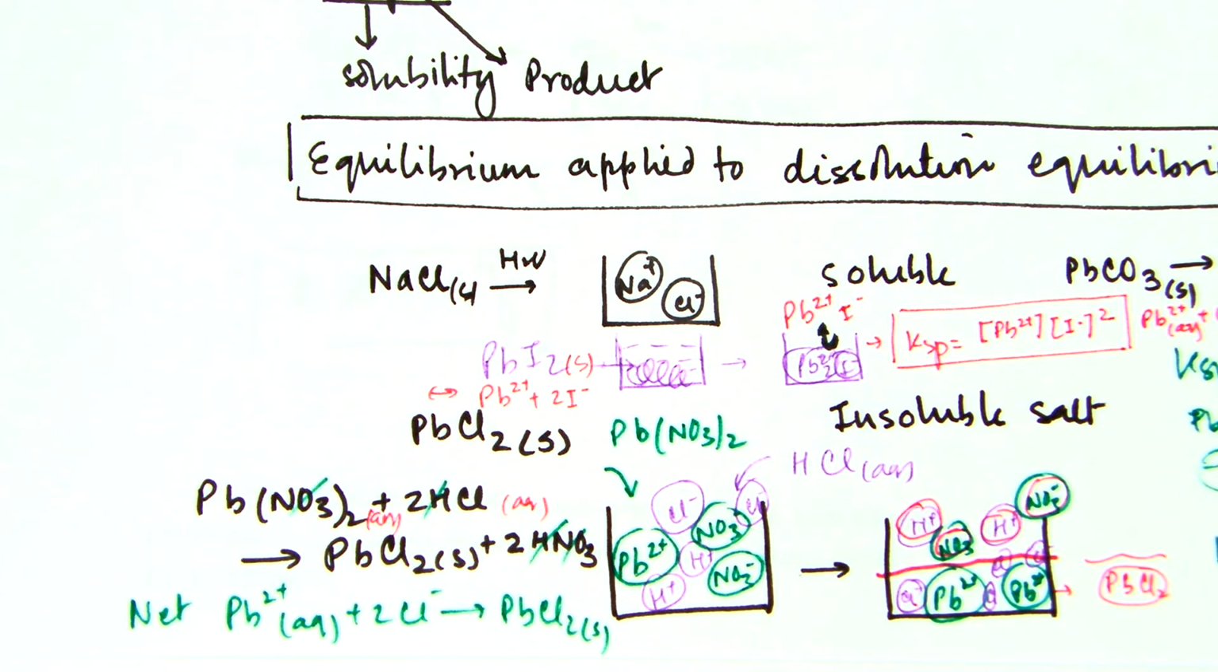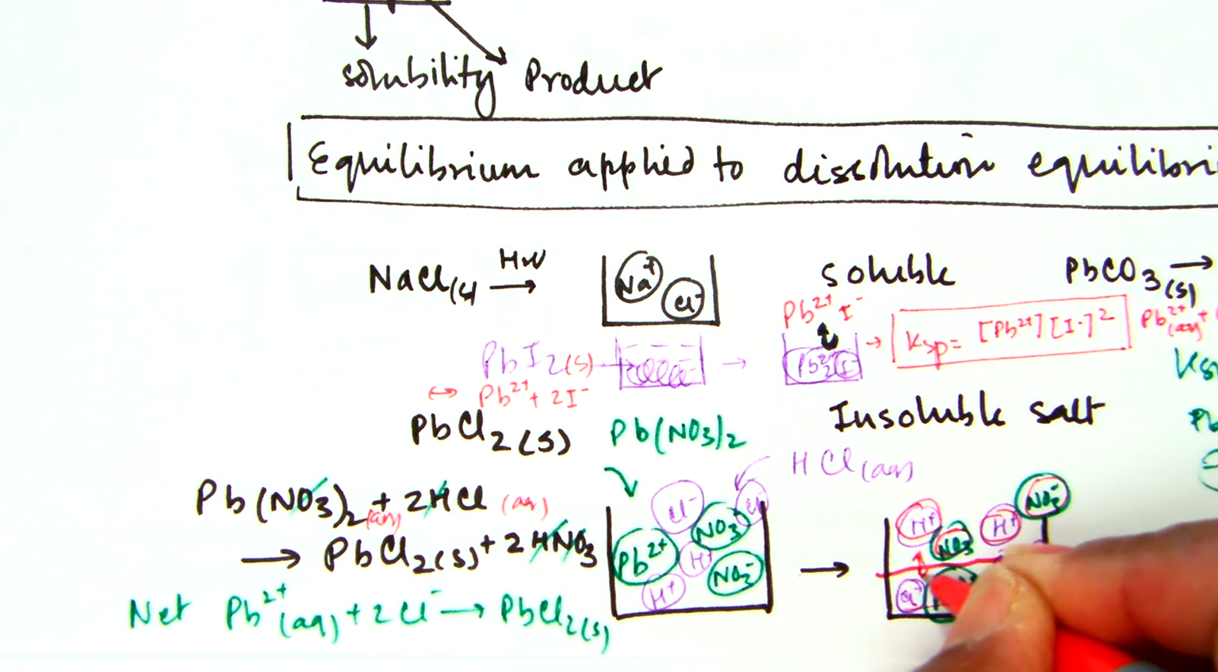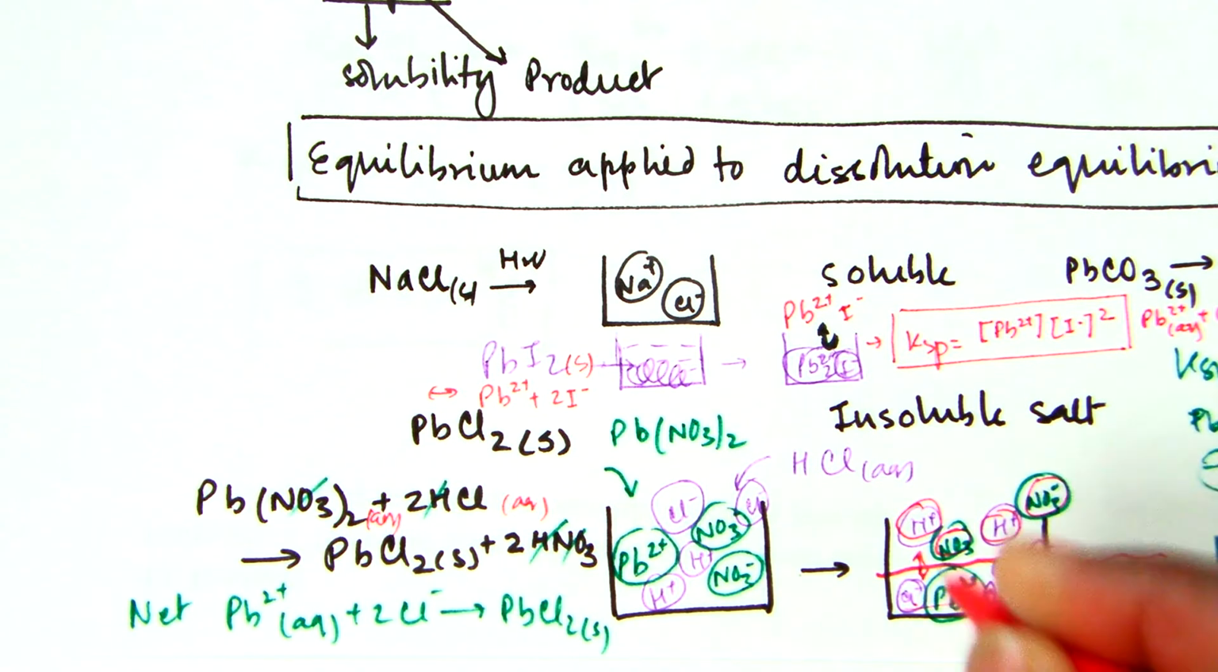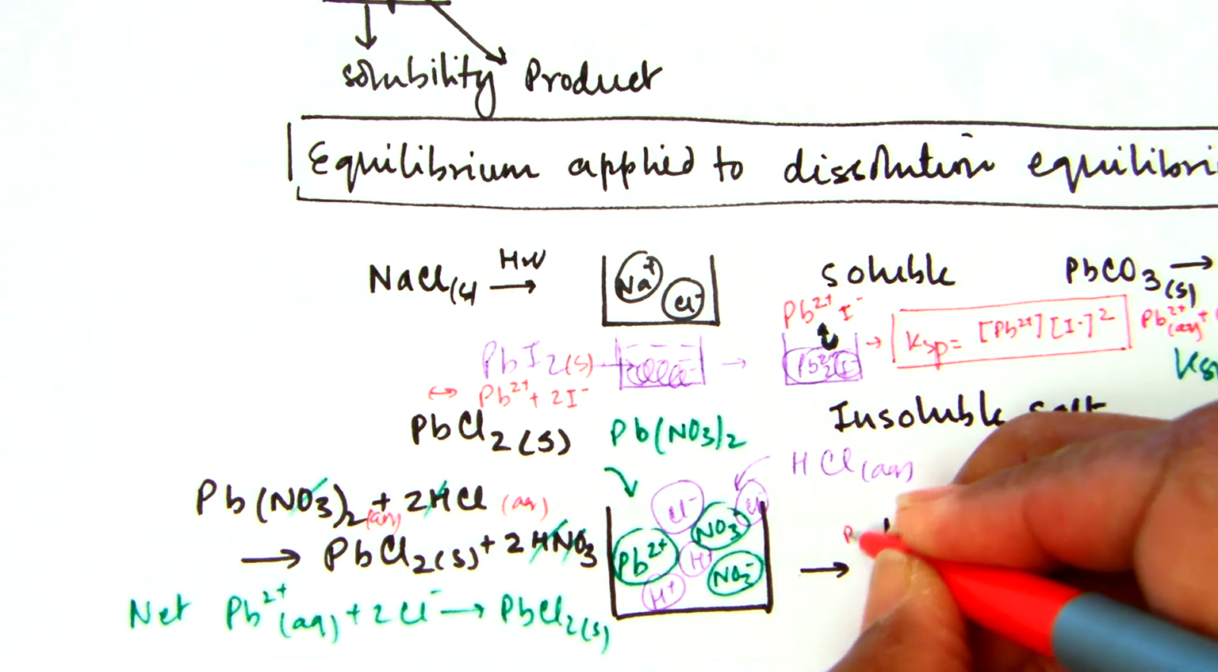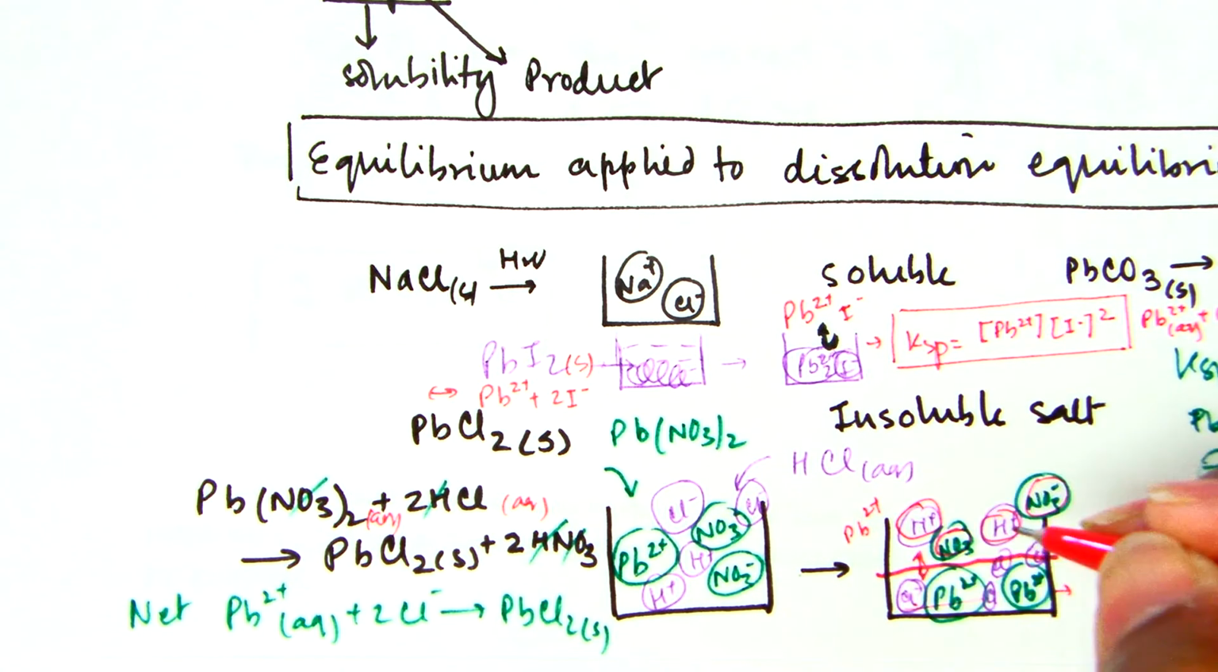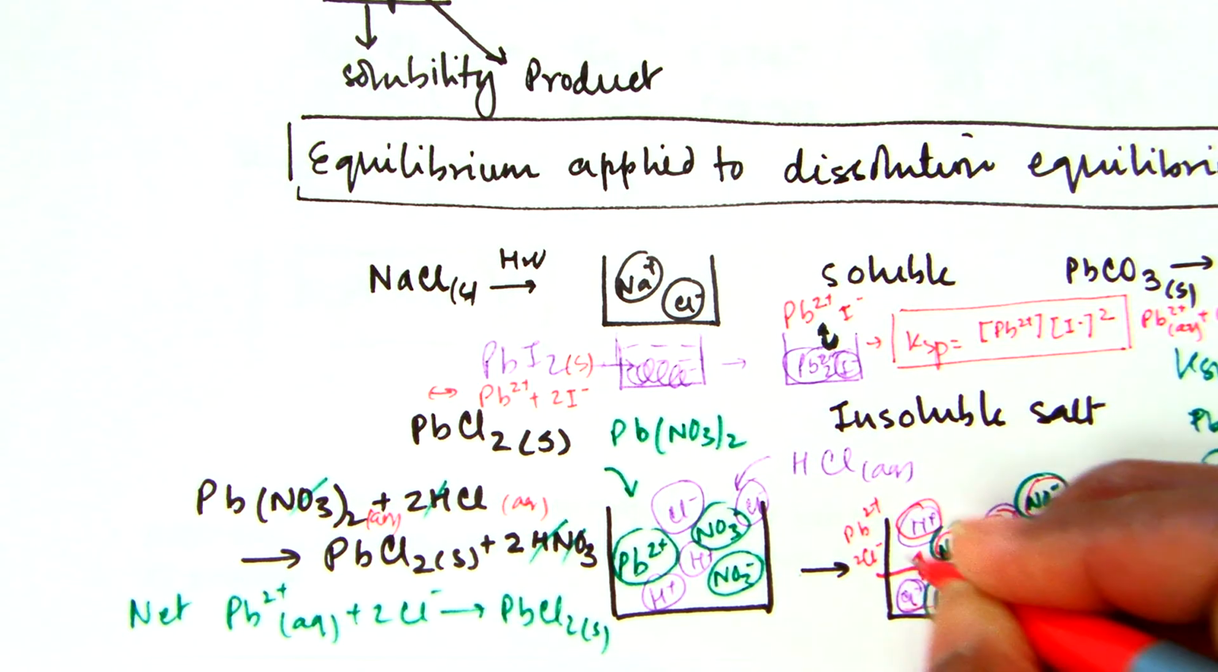And now the equilibrium. Once the precipitate forms, a very, very small fraction of this precipitate will go into solution to break into Pb2+ and 2Cl- ions. And the equilibrium between PbCl2 and Pb2+ and 2Cl- ions can be given by Ksp.